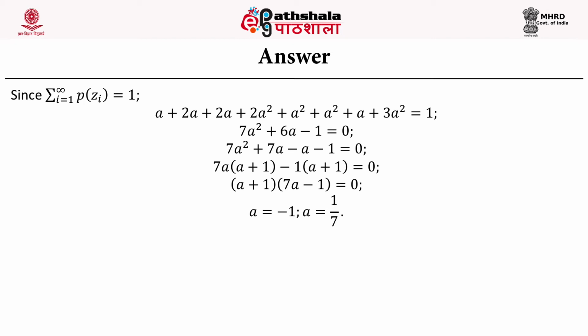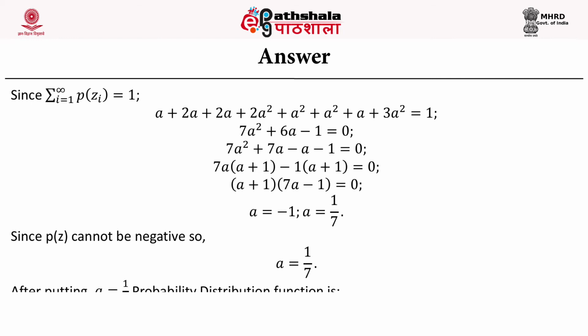So how do you derive this value? First you write it down: a plus 2a and 2a squared and so on. Now you add all the terms that have the same power of a. After factorizing, we get a equal to -1 and a equal to 1 by 7. As we also know that the probability value should be positive, we can't take a equal to -1, so we consider a equal to 1 by 7.